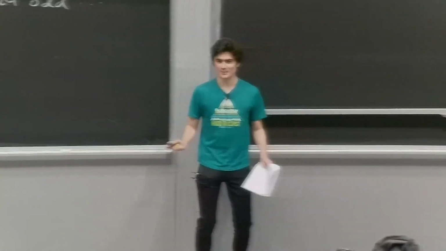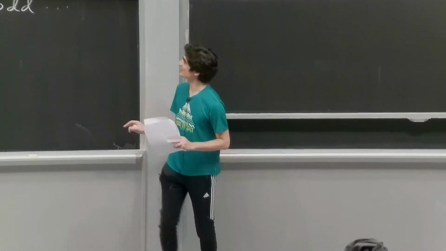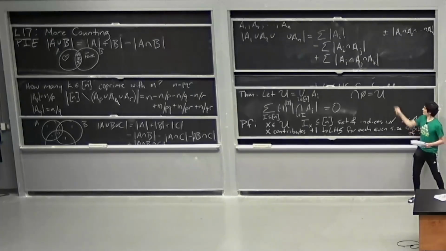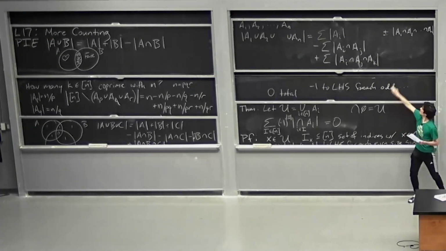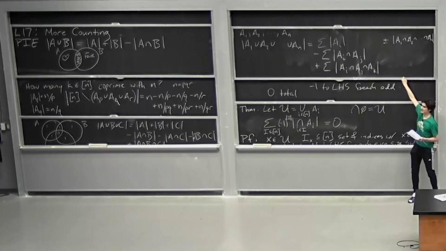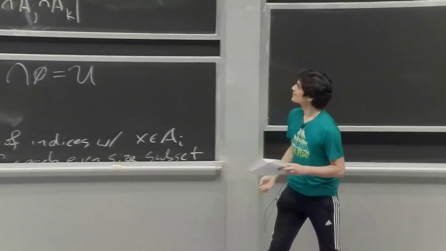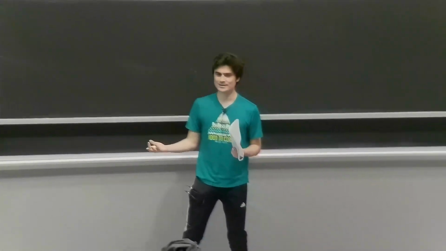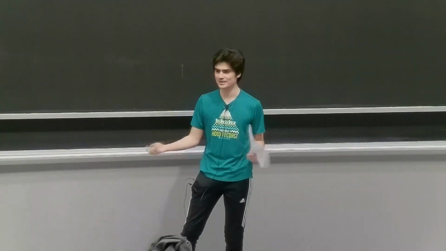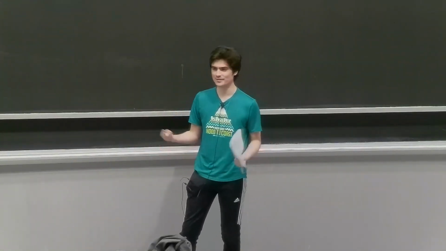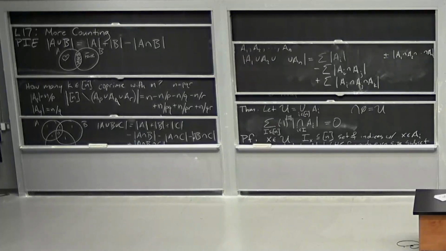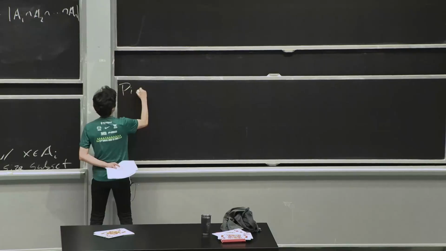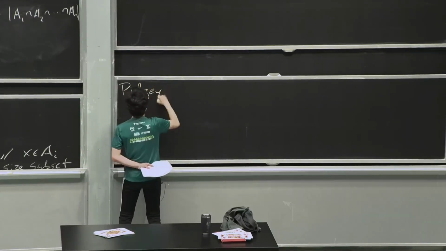So if this is still confusing, please review the lecture notes, or it's not important. The proof is not important. The most important thing is knowing how to use it, right? So you want to add together the single sets, subtract off the pairwise intersections, add together the three-way intersections, etc. Okay? So let's move on to the second topic for today, Pigeonhole principle.